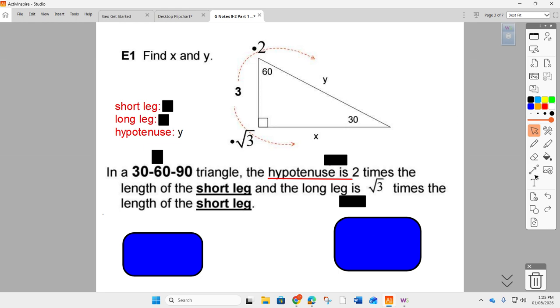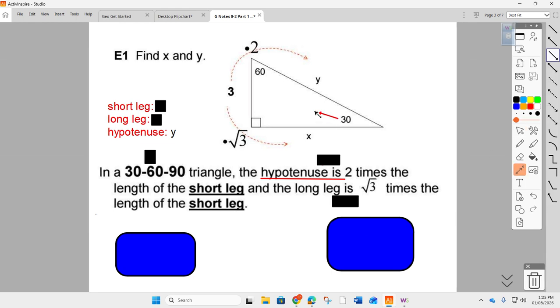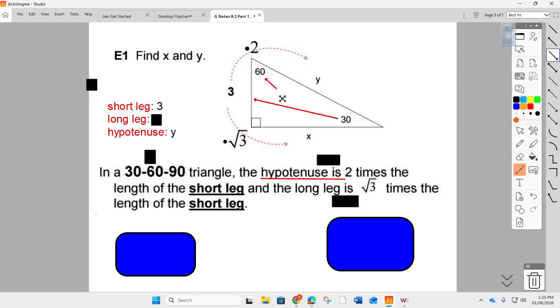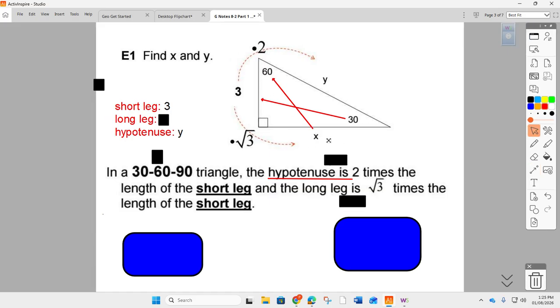Now remember that the short leg is across from the 30-degree angle. So the short leg, in this example, has a length of 3. The long leg is across from the 60-degree angle. So in this example, they are using x to represent the length of the long leg. We like it when they give us the length of the short leg. These are the easiest ones to do, right? So in this example, we need to find x and find y.